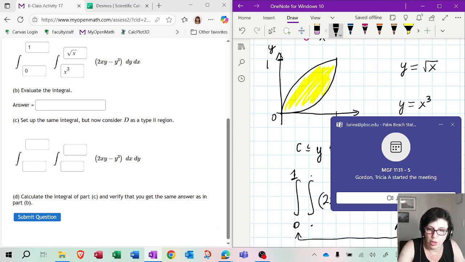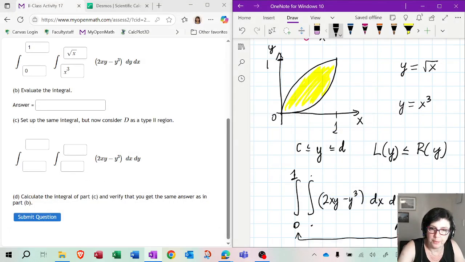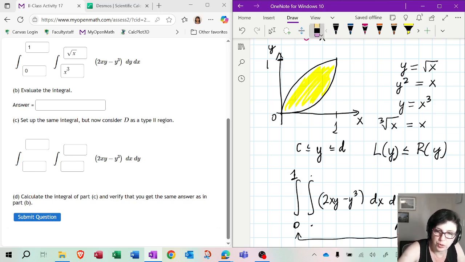Okay, so what do we do then? We need to solve each one for x. So here you've got x equals, so we're going to square both sides. That's going to be y squared. And then we are going to take a cube root, so that's going to be, I'm sorry, not cube root of x, cube root of y. All right. So the square root of x became y squared, and the x cubed became the cube root. So this is going to be cube root of y.